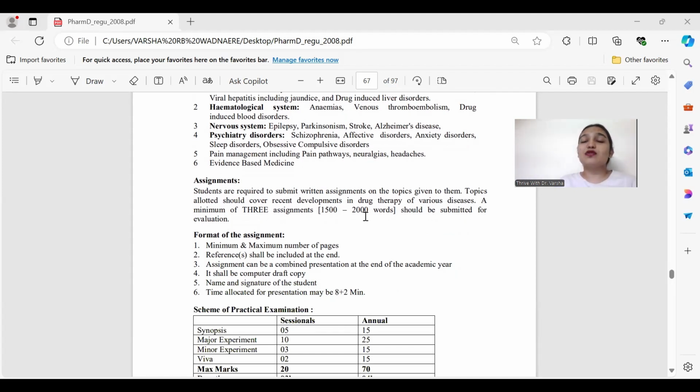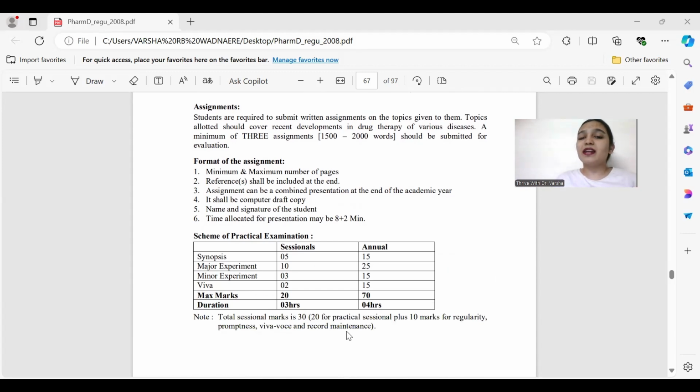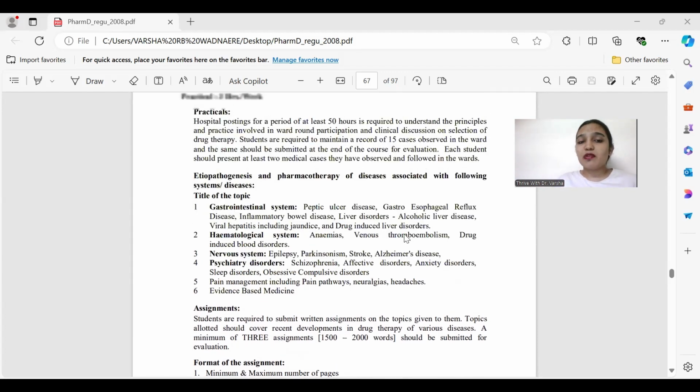Assignment is going to be the same as you had for previous years: recent developments in drug therapy of various systems. You will have to write it as a soft copy as well as prepare a presentation. You will have to make three assignments for that, 1500 to 2000 words, and the format of the assignment will be the same as you have done for previous years. There is no change as per PCI, but if there is a change, that will be according to your professor and you will have to follow that change. Otherwise everything is the same. The scheme of practical is also the same as you had for the previous year, nothing is changed. Now we will discuss the topics.